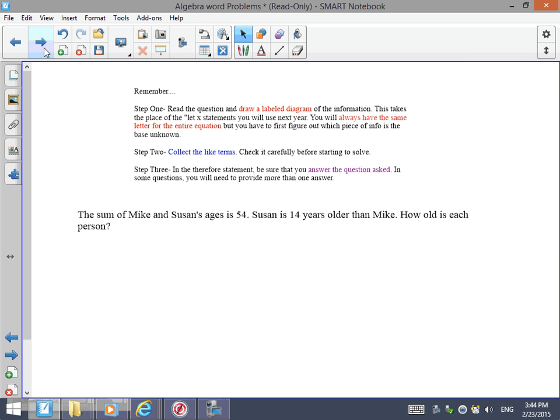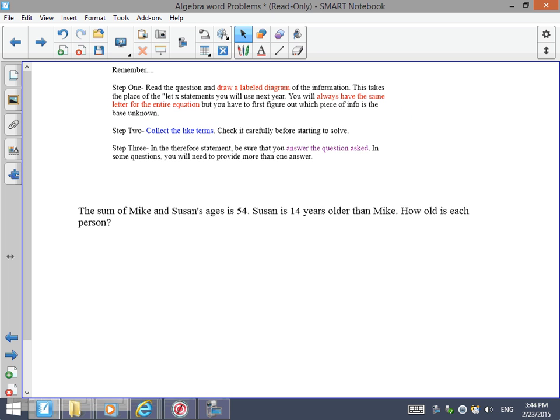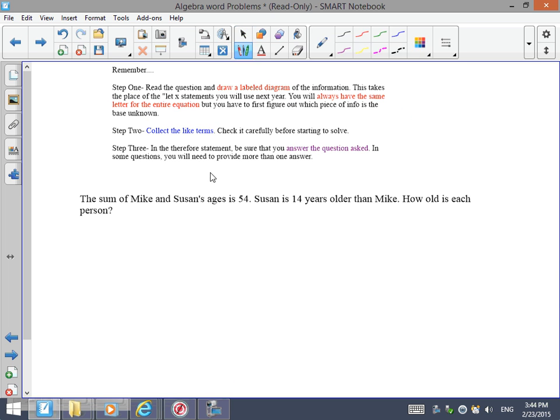I put the directions again at the top, but pretty small. And we're going to talk right here about the question. Now, the first word problem question is, the sum of Mike and Susan's ages is 54. And Susan is 14 years older than Mike. And how old is each person?